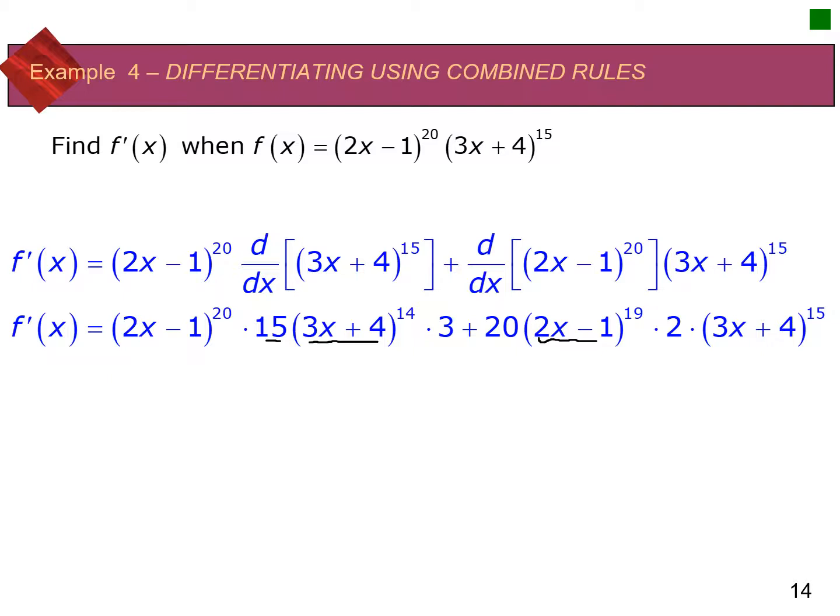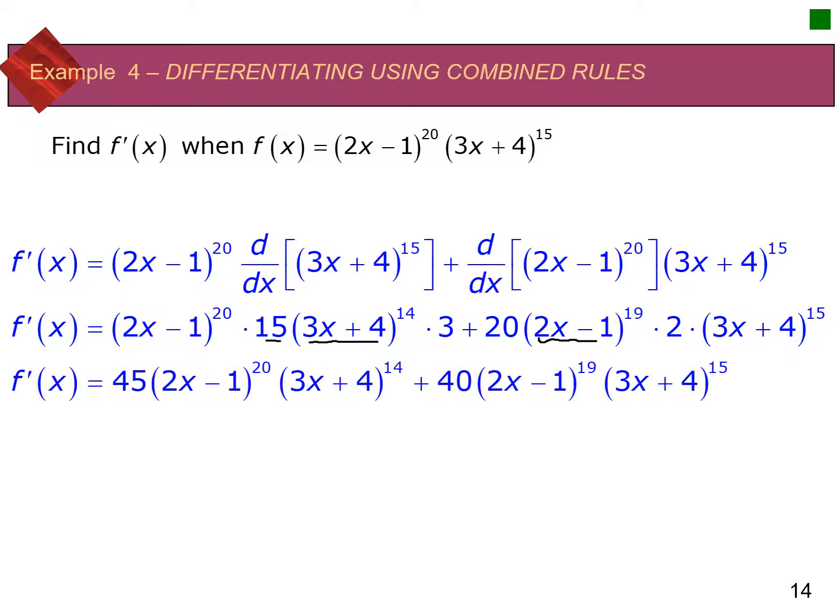Now I could do some simplifying here to free it up a little bit, but I'm not going to be able to do a whole heck of a lot. I could do the 15 times the 3, I could do the 20 times the 2 here, and end up with 45 times the product of 2x minus 1 to the 20th and 3x plus 4 to the 14th, plus 40 times the product of 2x minus 1 to the 19th times 3x plus 4 to the 15th.